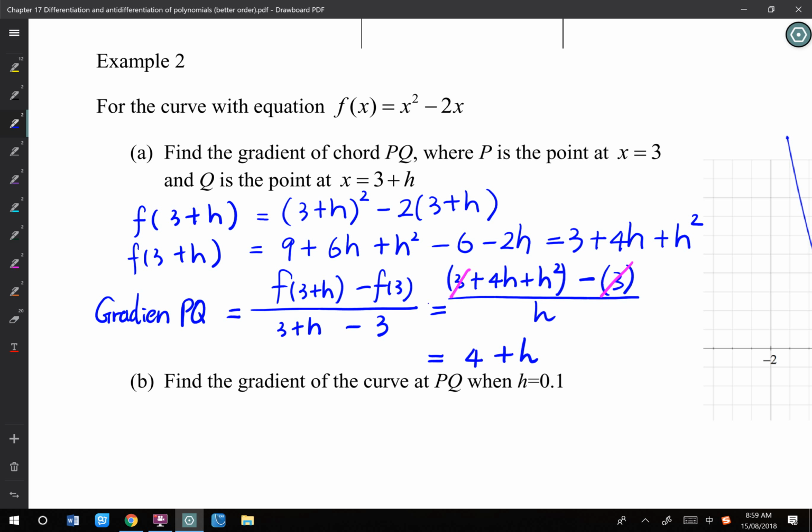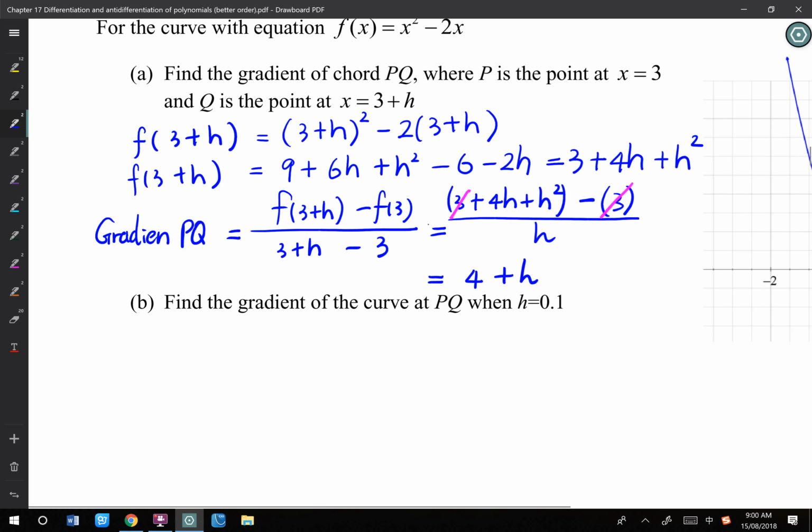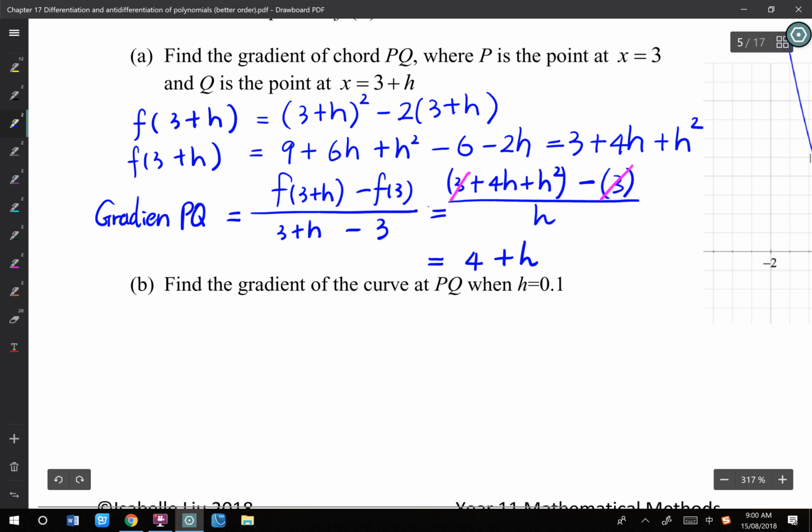So it depends on what the h value is. If h is 1, then the gradient between P and Q is 5. If h is 2, then the gradient between P and Q is 6. Okay? Find the gradient of the curve at PQ when h is 0.1. So that's just 4.1. So sub h in, so h equals to 0.1, then the gradient of PQ equals to 4.1.